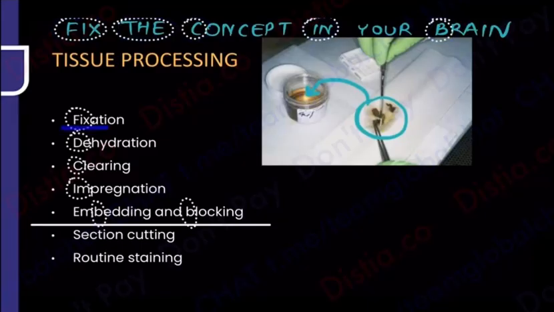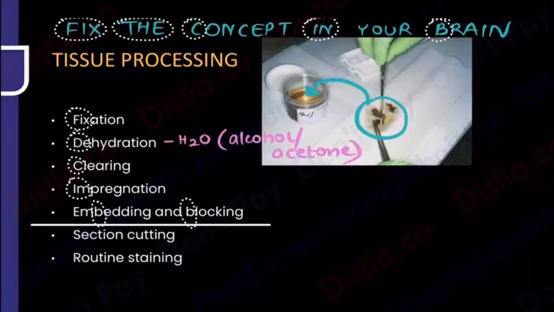So let me start. Fixation means I'm going to use some fixative like formalin, glutaraldehyde, all of those. Dehydration means you have to take all the water out of the tissue. You can do that either with the help of alcohol or with the help of acetone. Acetone and alcohol always take all the water out. So dehydration. How do you do clearing? Clearing means clean the tissue. To clean the tissue, I will use xylene.